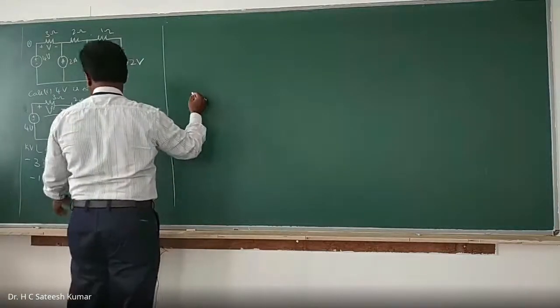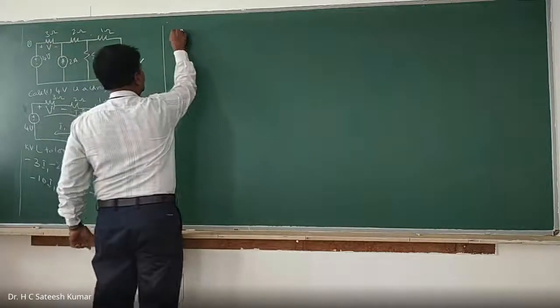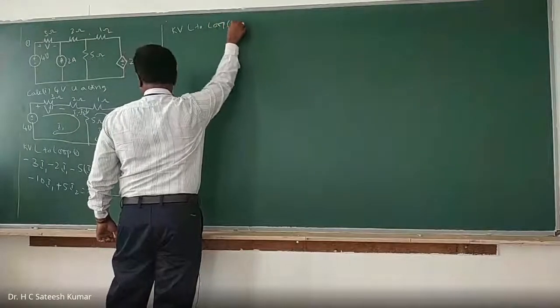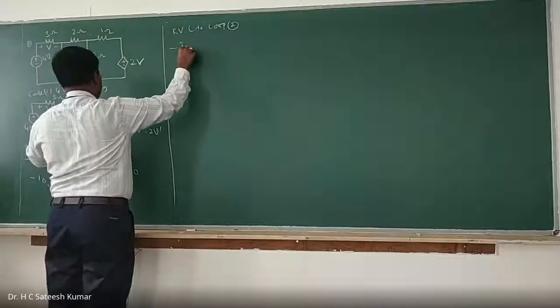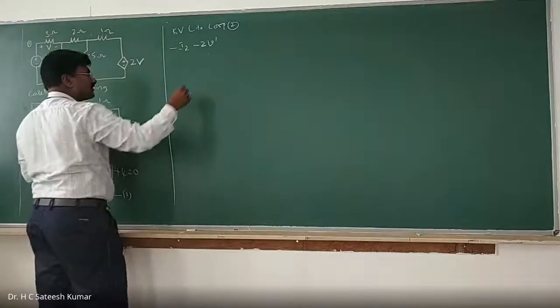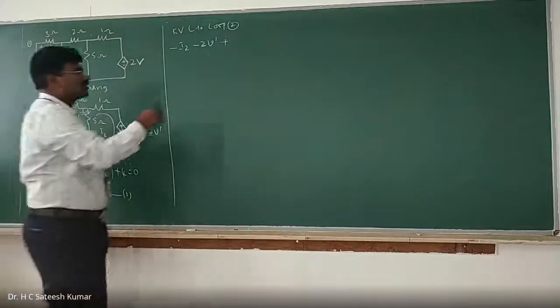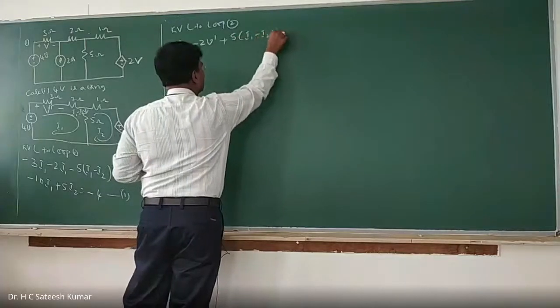So now we got the first equation. Now we apply KVL to loop 2. Start from this point: minus I2 minus 2V dash plus 5 into I1 minus I2 is equal to 0.